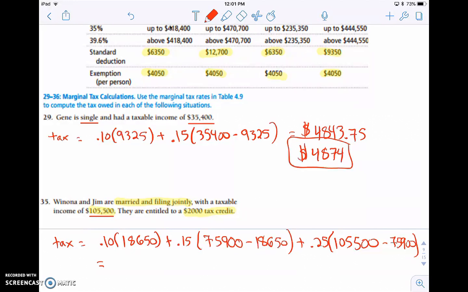So follow your order of operations. If you have a scientific calculator, you should be able to type it in just as you see it. And when you multiply all of this out, you're going to get $17,852.50, and that's how much tax you owe, or these people, and they would be in the 25% tax bracket.